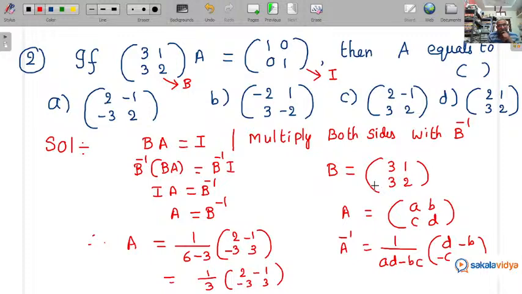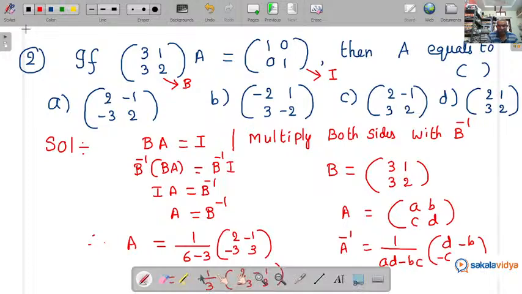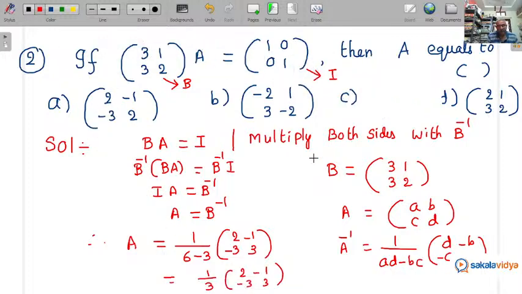The option is given wrong, you need to change the option. Better change the third option now. Let us change the third option. So that is 1 by 3 of 2 minus 1 minus 3 3. Okay, C is the right option. C is the right option. Yes. So we need to change the options.